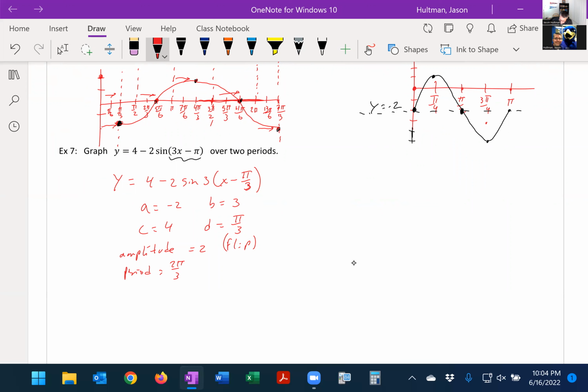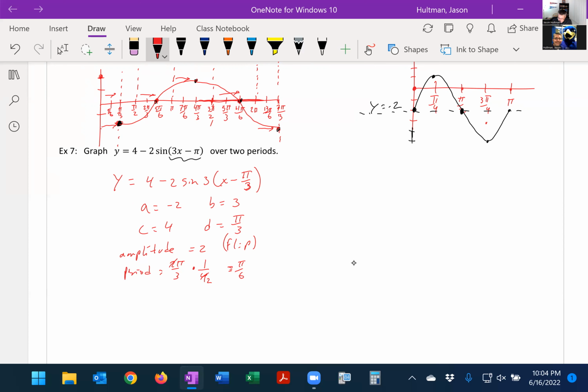However, what are my divisions going to be? What do I want my 4 divisions to be? Well, if I divide this period by 4, which is the same as multiplying by 1/4, I will get pi over 6. So my divisions are going to be pi over 6. But instead of 4 of them, I want 8 of them this time.